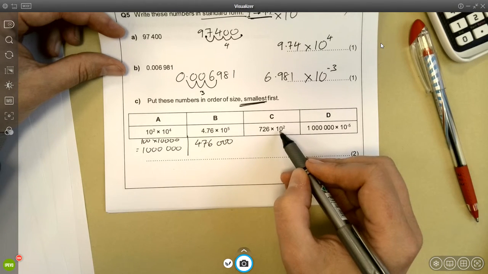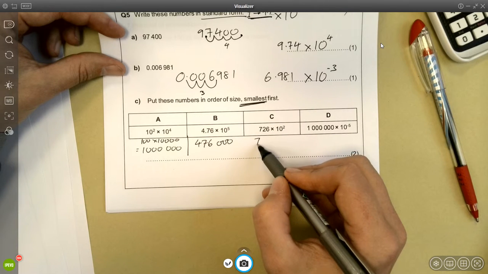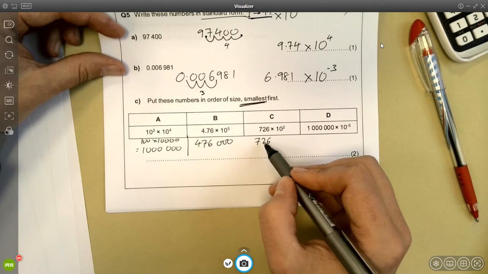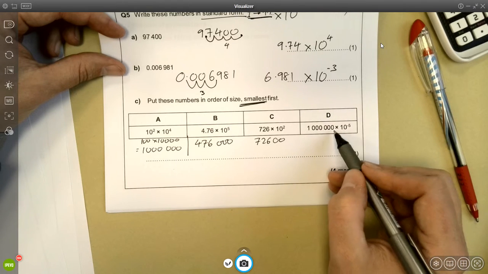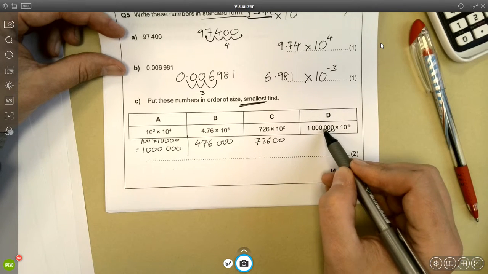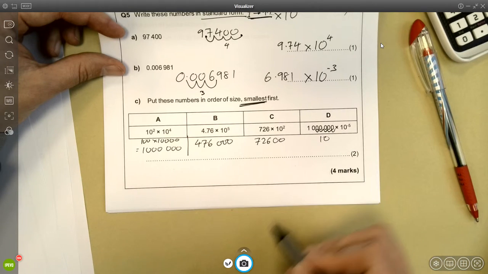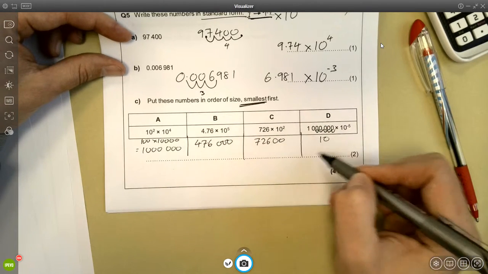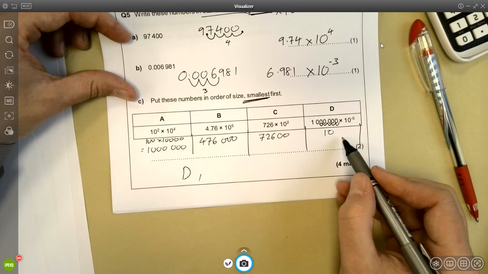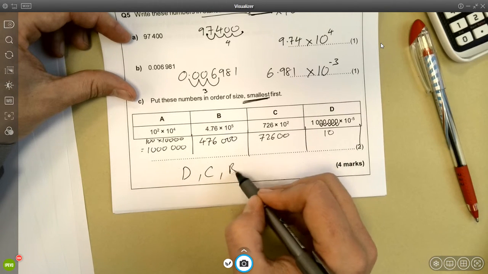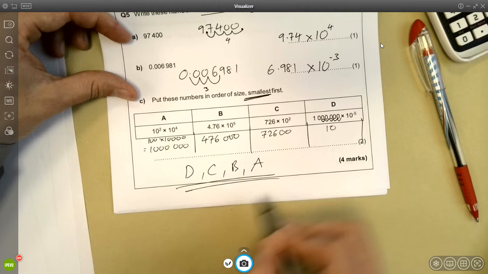This one is, well, 10 to the power 2 is like 100, so 726 with 2 zeros. And here, look, this is going to be made smaller. 1, 2, 3, 4, 5. So it's actually just the number 10. And if we look at these in size order, it's actually D first, smallest, and it goes backwards in this order here to be your answer.